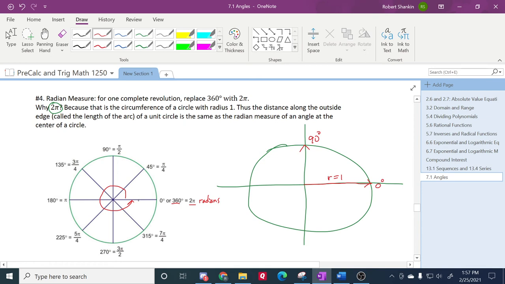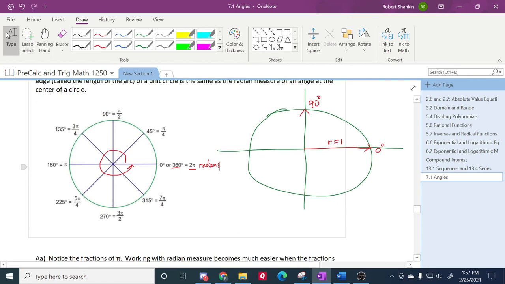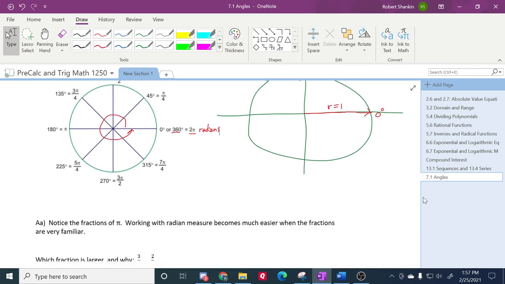And the same thing, if you went 1 pi, so halfway around the circle, plus 1/4 of the pi from here to here, you'd get 1.25 pi. But we call it 5 pi over 4. So we get all these different values, and we got to get familiar with these fractions of pi, and then be starting to use radian measure pretty much all the time. All right, so notice the fractions of pi. Working with radians becomes much easier when the fractions are very familiar.